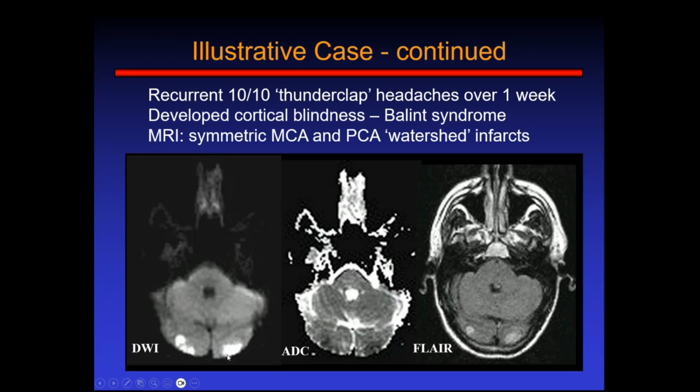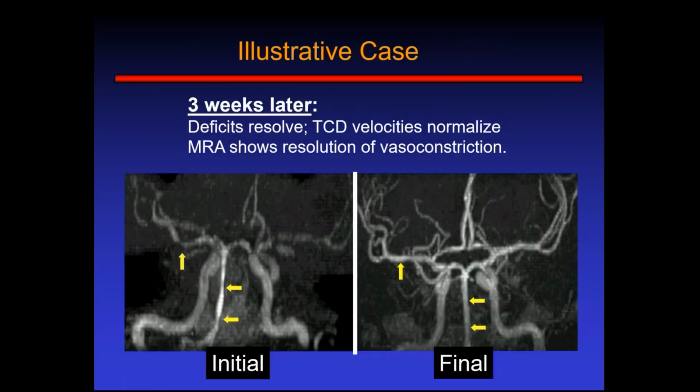Sure enough, the initial MRI was normal, but the follow-up MRI, when he became symptomatic, did show these bilateral occipital pole infarcts, which are in the watershed between the middle and the posterior cerebral arteries. You can imagine how, if both arteries are narrowed, this is the watershed, so we think of them as watershed infarctions. However, over the course of the next 3 weeks, without any specific treatment, this patient's vision improved. The arteriopathy resolved, as shown over here.